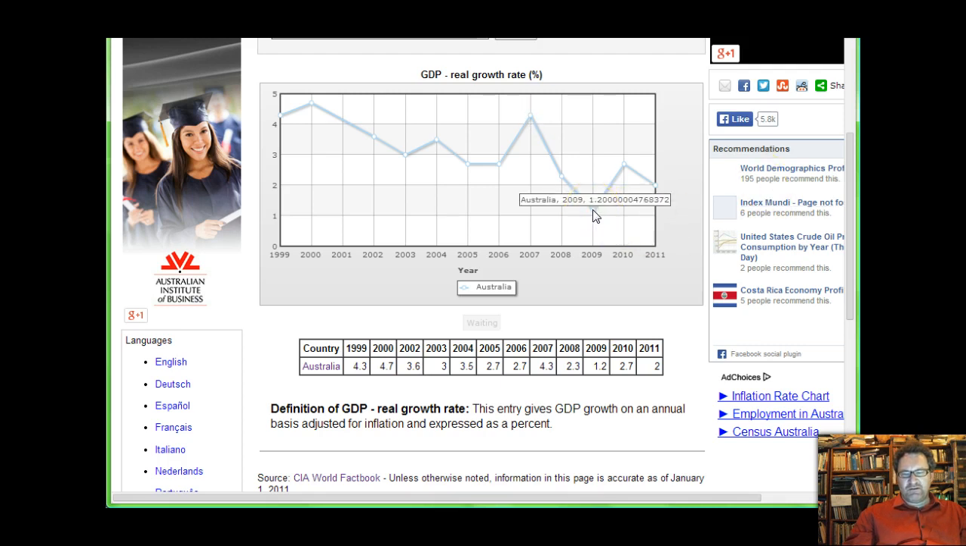For 2009, the growth rate is 1.2%. So output increased by 1.2% compared to 2008. You can see that growth rate is obviously extremely small. The increase in output is extremely small. Well, in percentage terms anyway.